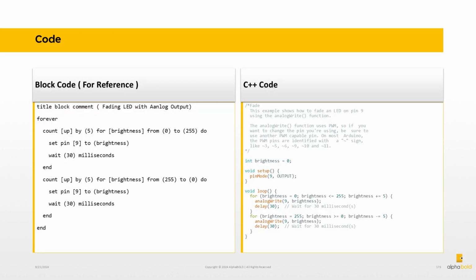The C++ code creates a fading effect on an LED connected to pin 9. In setup, pin 9 is configured as an output. The loop function contains 2 for loops. The first loop increments the brightness variable from 0 to 255 in steps of 5, using analogWrite(9, brightness) to gradually increase the LED's brightness. The second loop decrements brightness from 255 back to 0, similarly dimming the LED. A delay(30) is used in each loop to control the fading speed. This continuous cycling creates the smooth fading in and out effect.